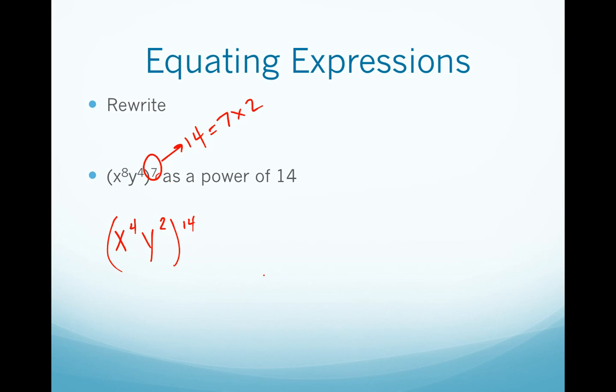And if you wanted to double check your work, you could say, okay, 4 times 7, that gave me 28. Well, now 2 times 14 is 28. And you could do the same thing here. 8 times 7 is 56. Okay, well, 4 times 14 is 56. So these are equivalent forms.